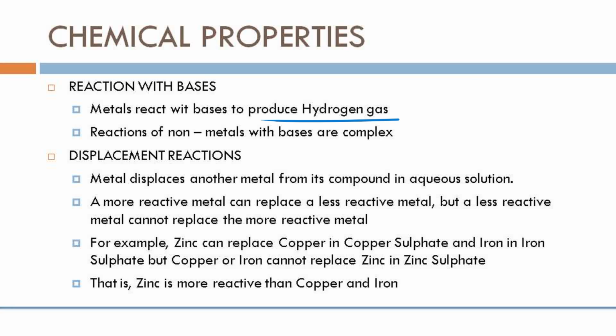Metals also displace another metal from its compound in aqueous solution, and this type of reaction is known as displacement reaction. It only takes place in case of metals. A more reactive metal in such reaction replaces a less reactive metal. But vice versa is not true, that is, a less reactive metal cannot replace the more reactive metal. For example, zinc can replace copper in copper sulfate and iron in iron sulfate, but copper and iron cannot replace zinc in zinc sulfate. That is, zinc is more reactive than copper and iron.